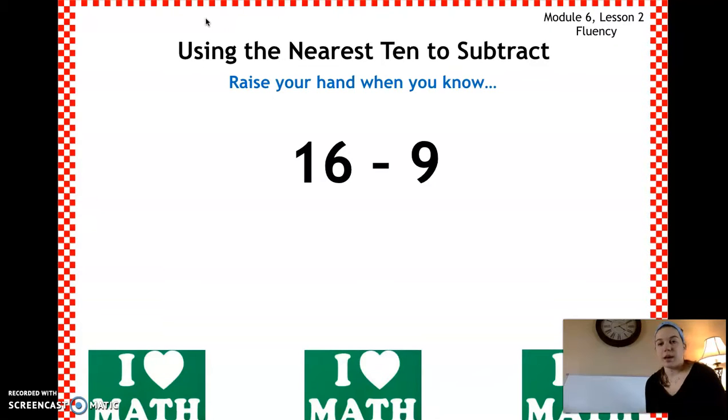First, we're going to start with our fluency, our warm-up. So we're going to be using the nearest 10 to subtract. So we're first going to have to take our 10 out like we did yesterday. So we have 16 minus 9. So we're going to do our number bond on our 16, and we're going to take 10 out, and we have 6 left over.